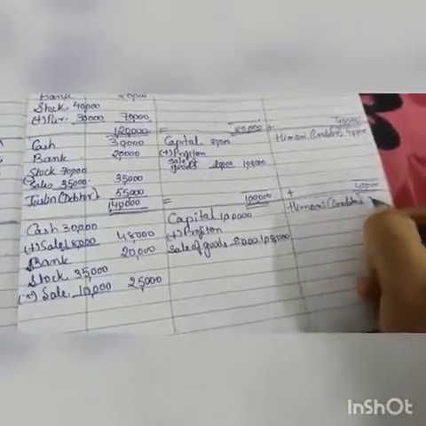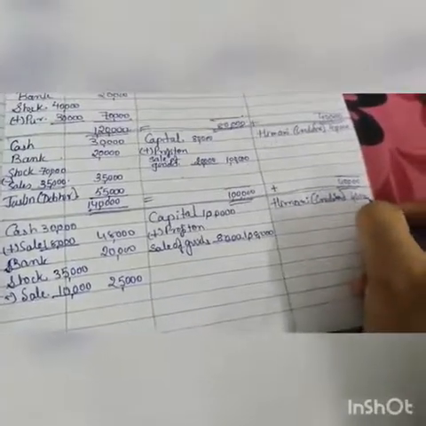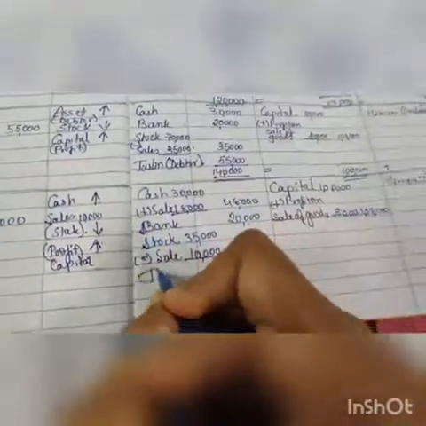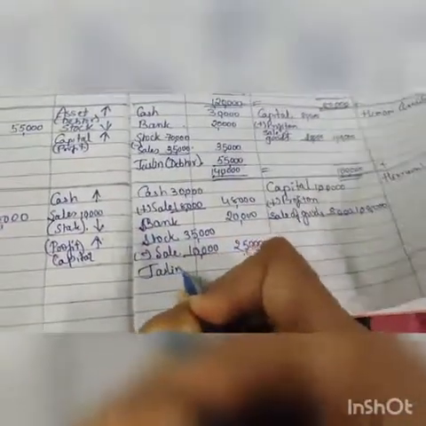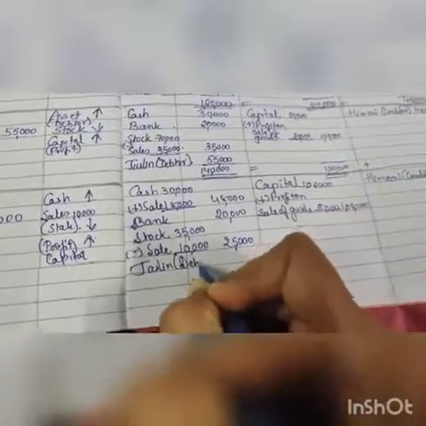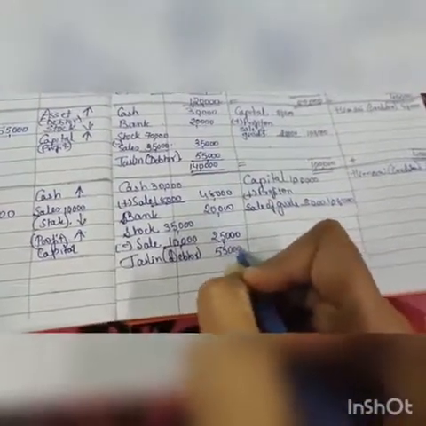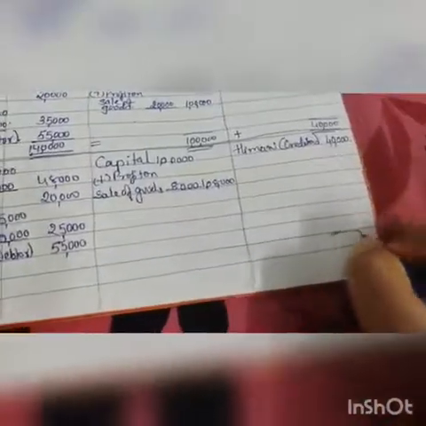So that is 40,000. And here I forgot, after stock what was there? Jasleen was there. So here we have to write down Jasleen, that is debtor, that is 55,000. Now we will add up.